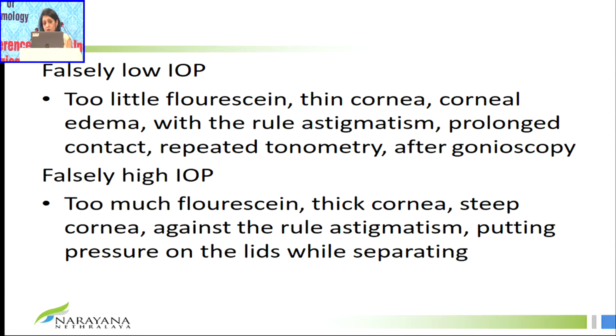So when do you get falsely low pressures? If there's too little fluorescent, if there's thin cornea, if there's corneal edema with rule astigmatism, if you've kept the contact for too long, or if you've repeatedly tried to take the pressure, if you check pressures after gonioscopy, your pressures may be wrong. Falsely high pressures, when there's too much fluorescent, thick cornea, just the opposite of whatever I've been telling.